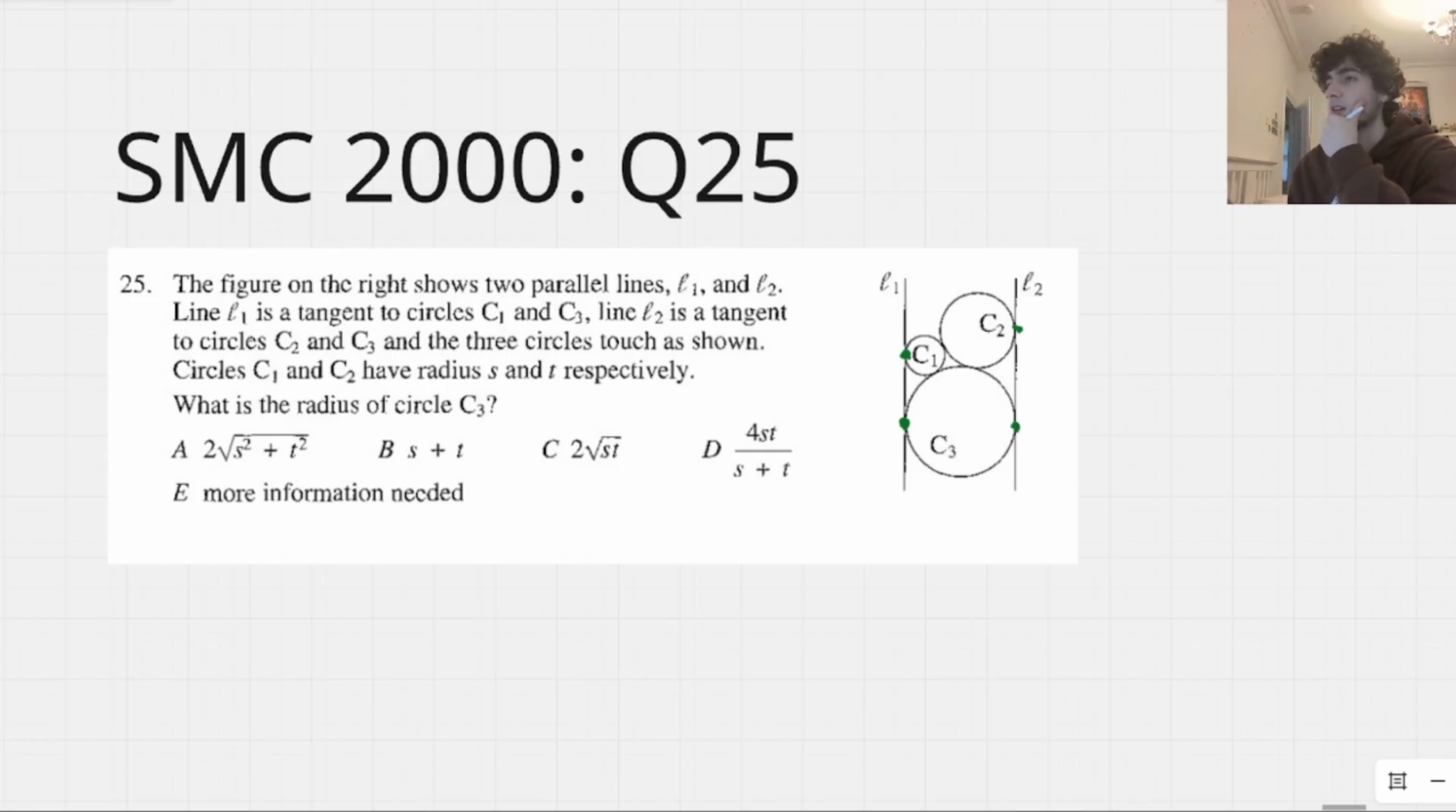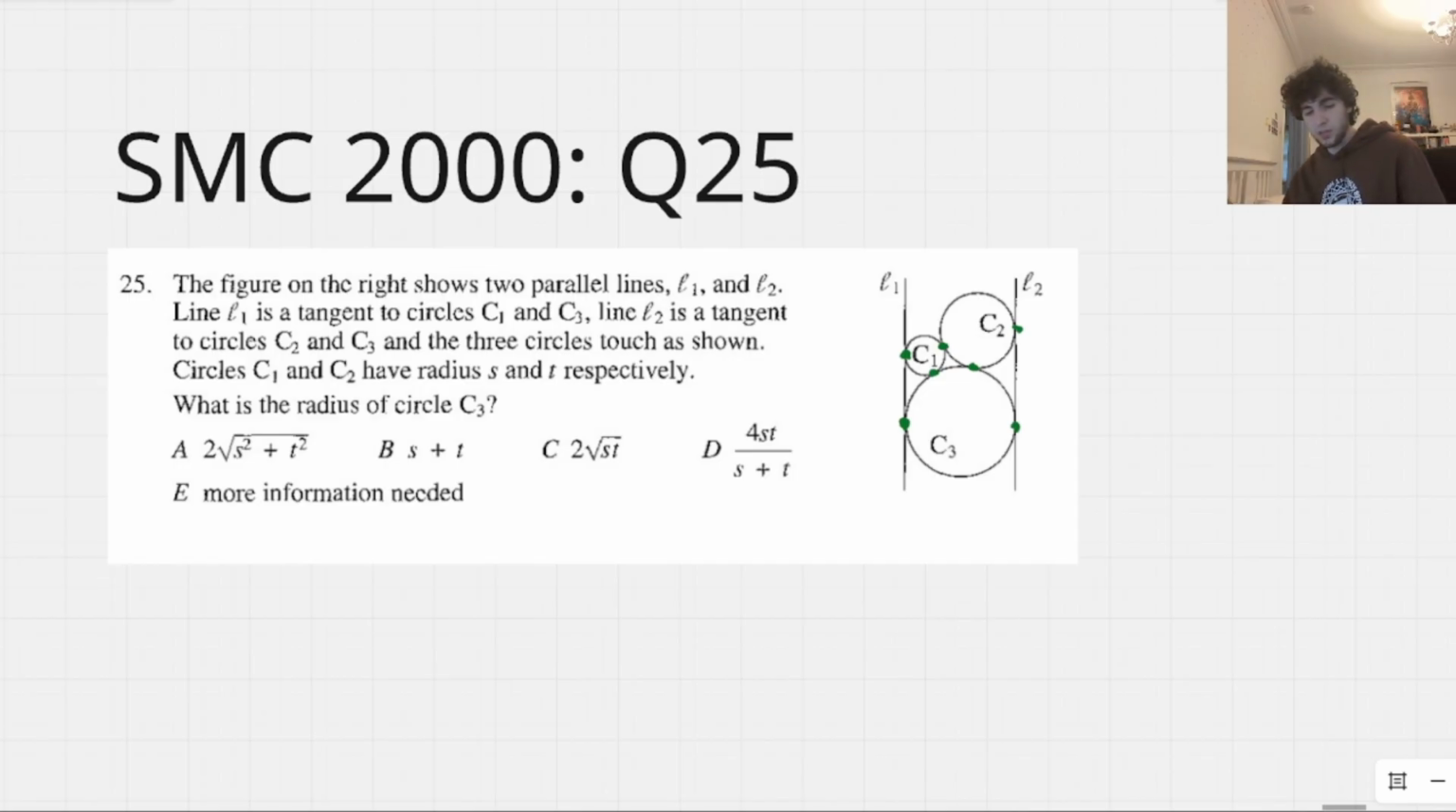And the three circles touch as shown. So C1 touches C3 at this point, and C3 touches C2 at this point, and then obviously C2 touches C1 at this point. Those are all your points of intersection, and they're the points that you really like, because when you draw line segments through those points, you can basically not add any additional lengths that you don't know about.